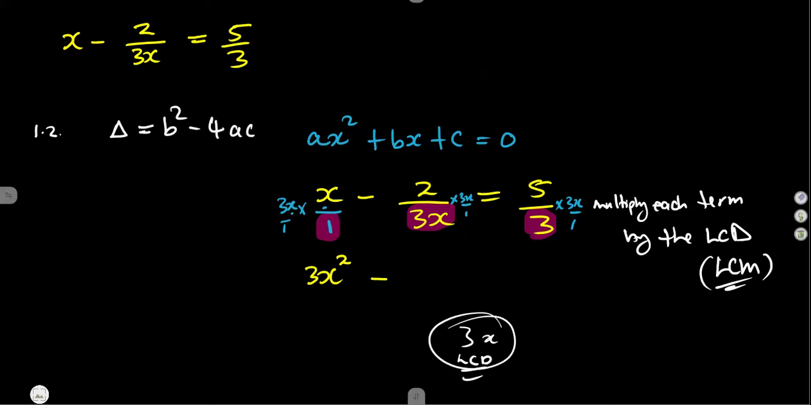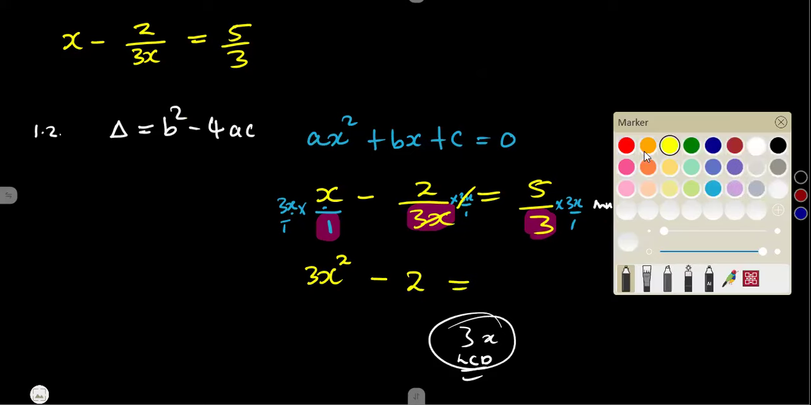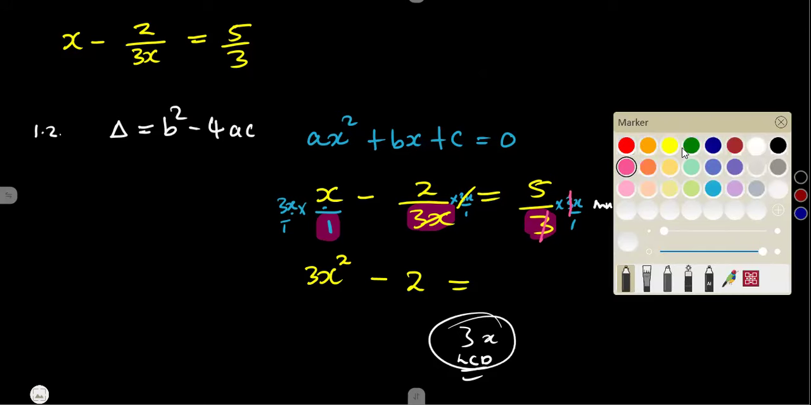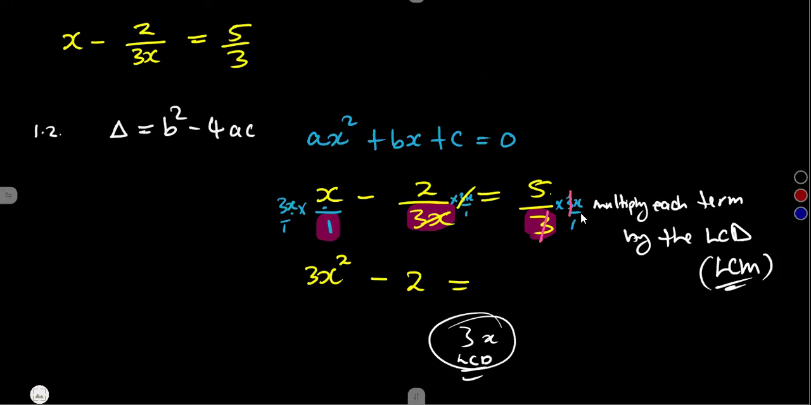This 3x is going to cancel this 3x, so we're going to have minus 2. Minus 2 over 1 is minus 2, which is equal to, here, the 3 and this 3 are going to cancel. But there's an x remaining. Take note, there's an x there. So it's 5 times this x, which is 5x. So that is what you're going to have.